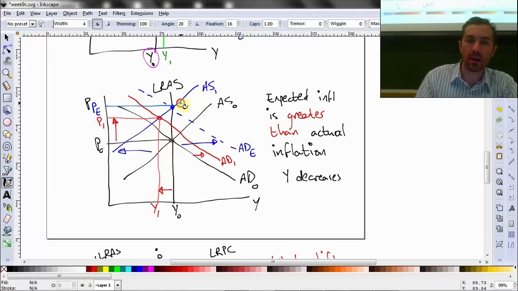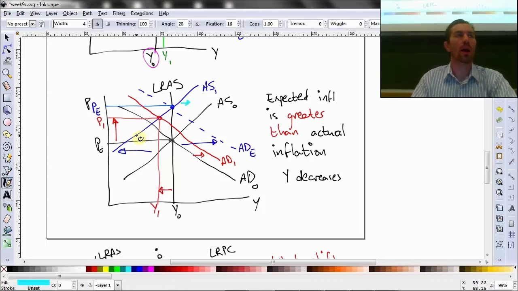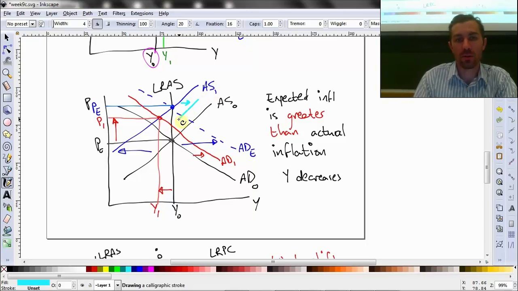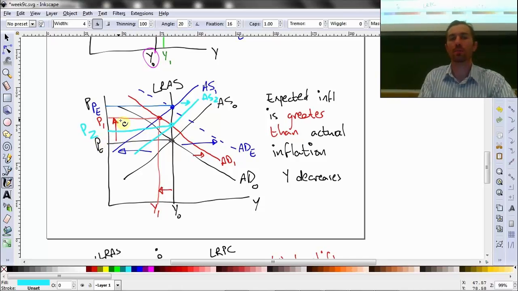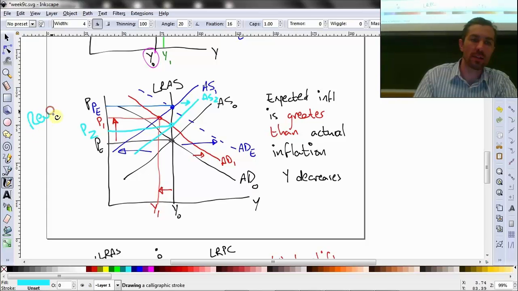What's that going to do to our aggregate supply curve? If we lower our wage demands, our aggregate supply curve shifts to the right. In other words, we're lowering our wage demands. Aggregate supply shifts to the right, to AS2. And we end up with inflation being even lower. Okay, so here once again we've got revised inflation expectations.